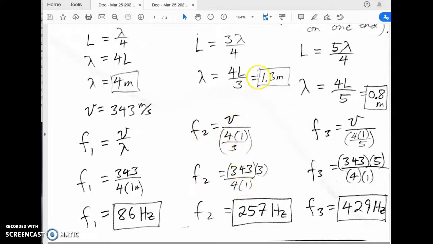If you calculate it from the wavelength we got before, it's going to be 257 hertz. And the next one, calculating from this wavelength, is going to be 429 hertz. And so those are the first 3 modes of vibration of this pipe. Now let's look at an open pipe.